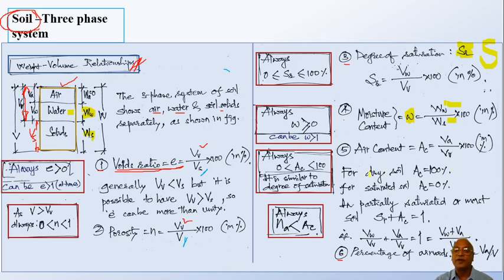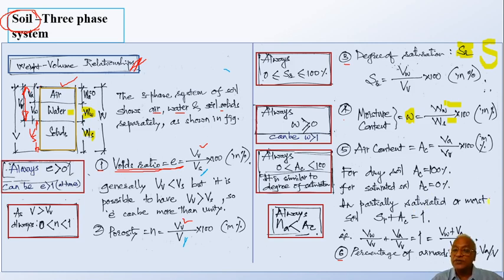Now for dry soil, all the voids are filled with air, so volume of air equals volume of voids. So in dry condition AC is 100%, and in saturated condition AC is 0%.